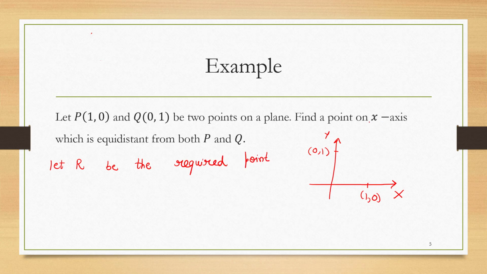Then we know that R is on the x-axis. Let R have coordinates (x, y). We know that if it is on the x-axis, that means its y coordinate is 0. Since R is on the x-axis, y has to be 0. The next point is that R is equidistant from both P and Q.